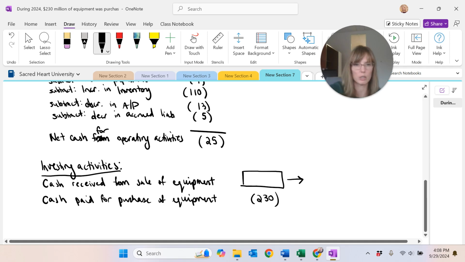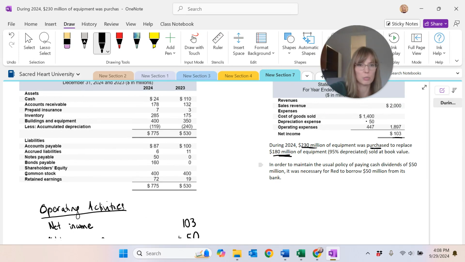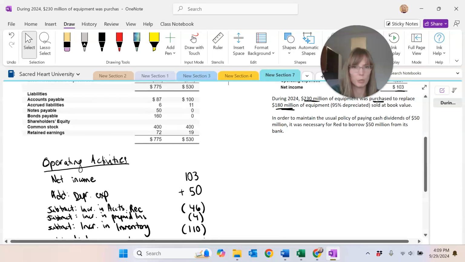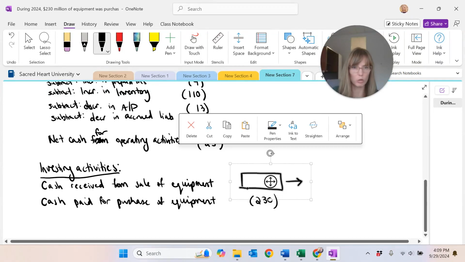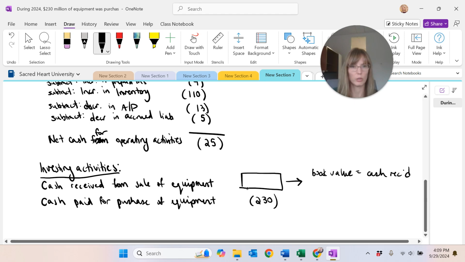We're not given that exact amount. We have to figure it out. Okay, so we sold 180 million of equipment, but we didn't get 180 million for it. It was 95% depreciated. Okay, so how much was the book value of the equipment? We sold it for its book value. And so what is that book value?